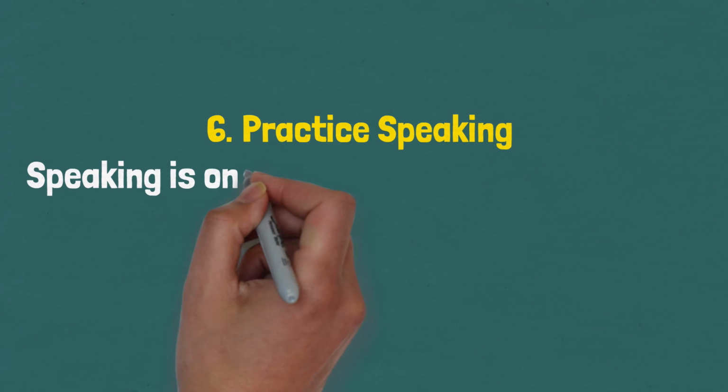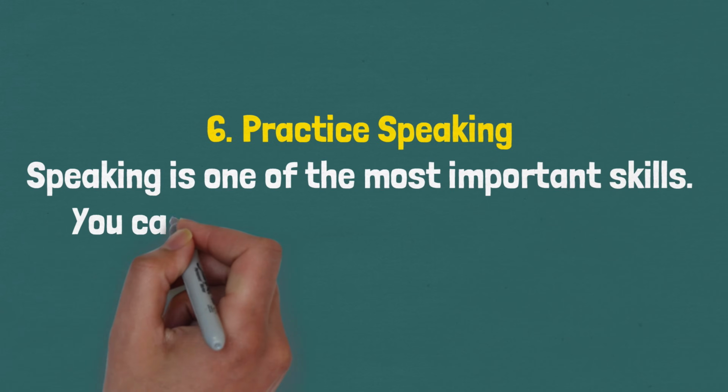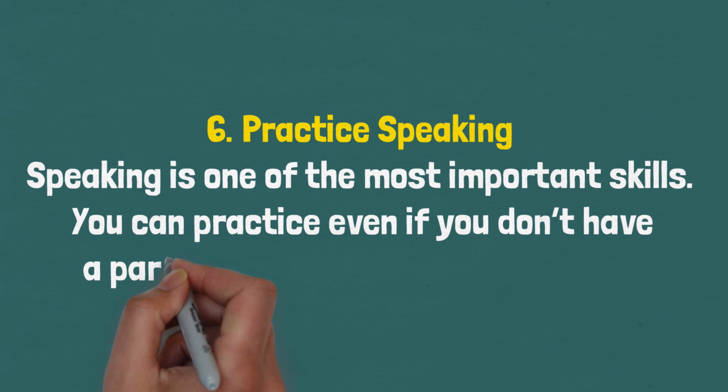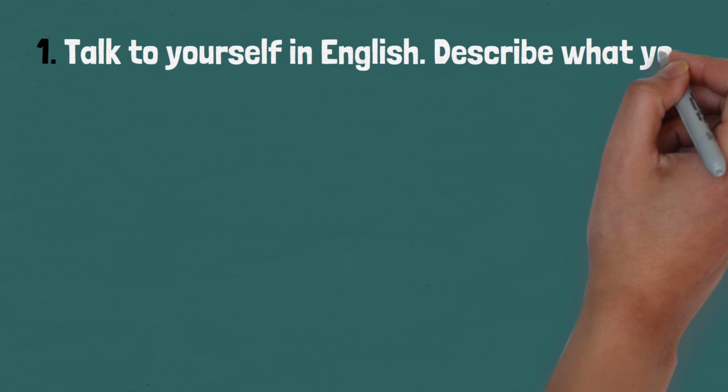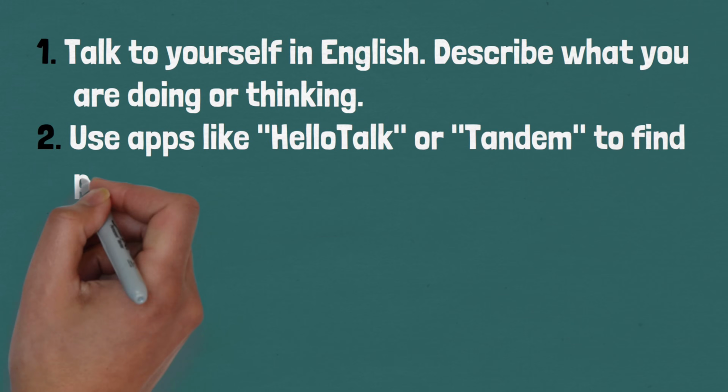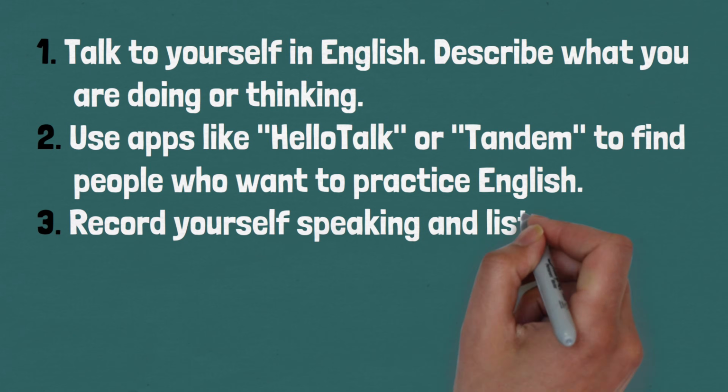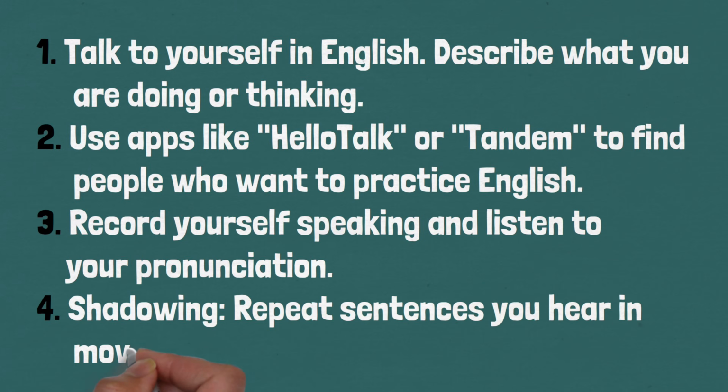6. Practice speaking. Speaking is one of the most important skills. You can practice even if you don't have a partner. Ways to practice speaking. Talk to yourself in English. Describe what you are doing or thinking. Use apps like HelloTalk or Tandem to find people who want to practice English. Record yourself speaking and listen to your pronunciation. Shadowing. Repeat sentences you hear in movies or videos.